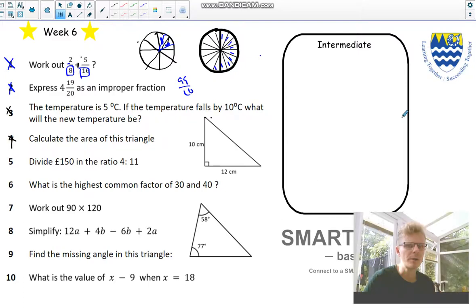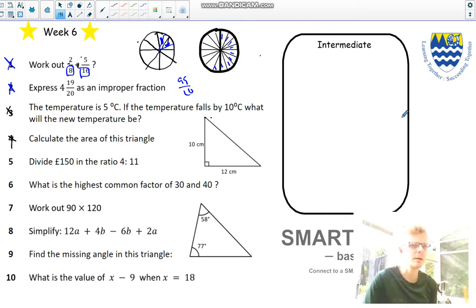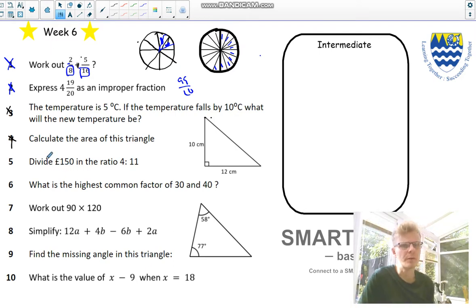So for question 5, I don't think we've done one exactly like this before, but we have looked at ratio. Okay, so let's forget about this £150 at the moment. So let's divide £150 into the ratio of 4 to 11. Let's put some context around that.